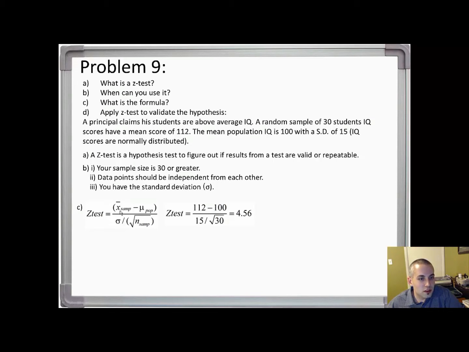Okay, so in this case, this is the mean sample. This is going to be 112. And you're going to subtract the mean population. So the mean population IQ is 100. And we're going to divide by the standard deviation of the population. Notice that we're saying of the population, because that's going to be a difference that we're going to see in the t-test. So standard deviation of 15 of the mean population. We're going to divide it by the square root of the number of samples. In this case, it was 30, random sample of 30 students. And we calculate a value of 4.56.